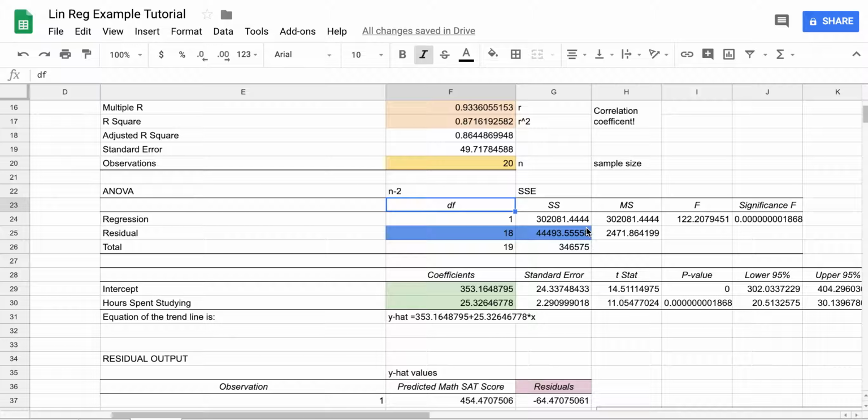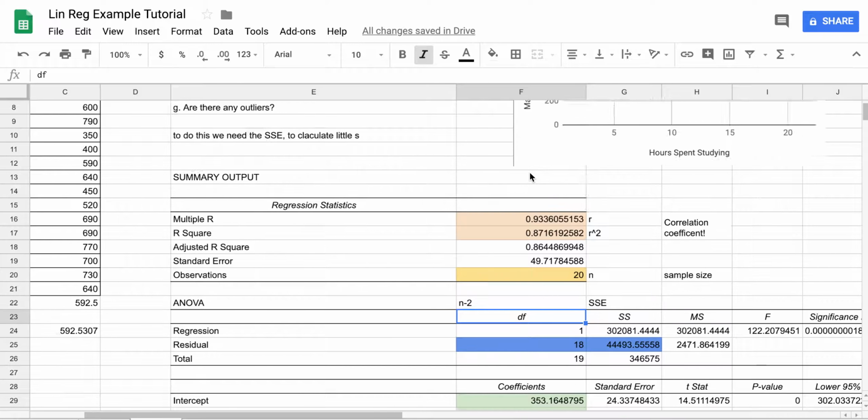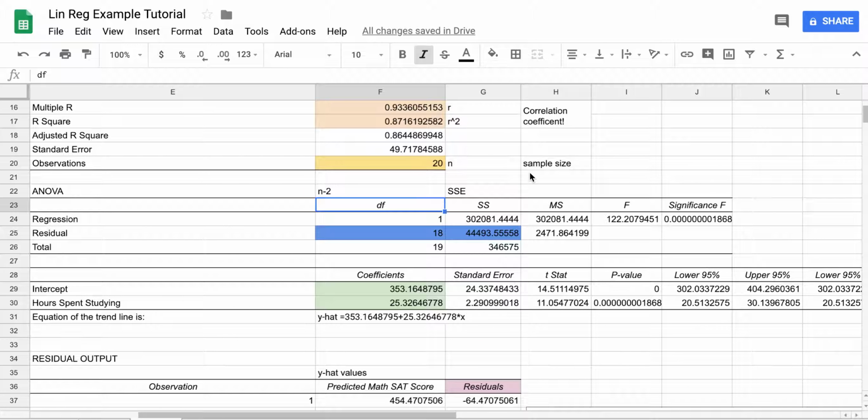Because little s is the square root of the SSE divided by n minus 2. And what is SSE again? Remember, that is where you take the residuals, you square them, and then you sum them. It's the sum of the squared errors. I know, there's a lot of jargon in stats. It gets a little overwhelming sometimes, which is kind of why it's so nice that we have all these calculators that calculate our stuff for us.